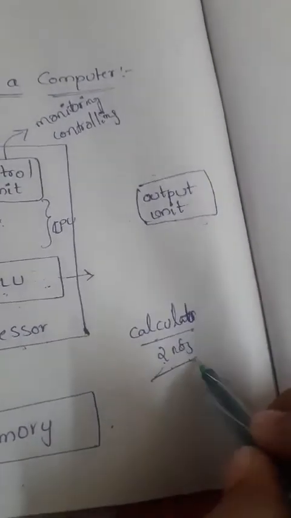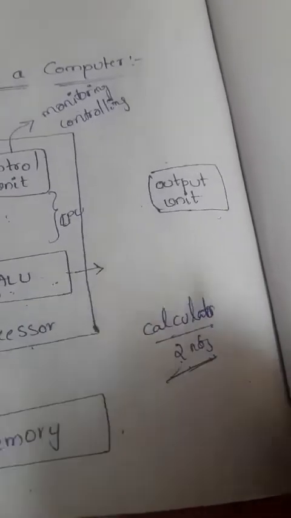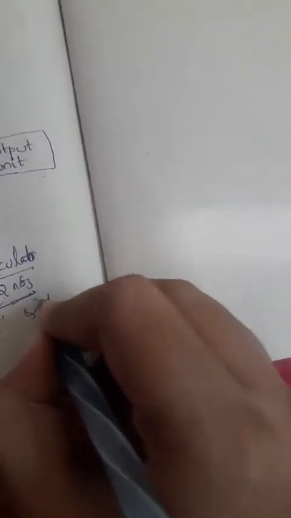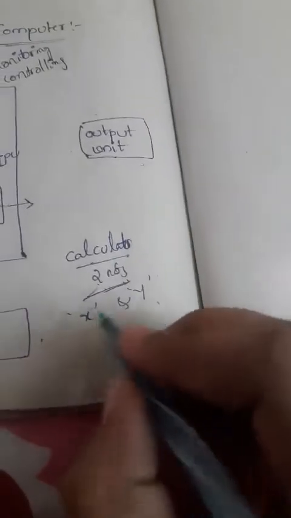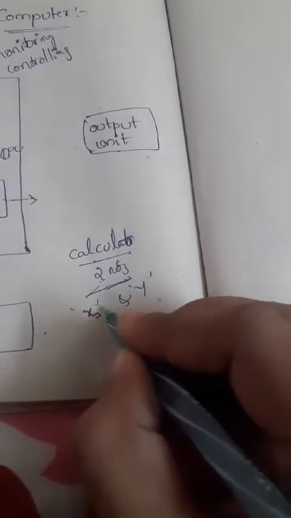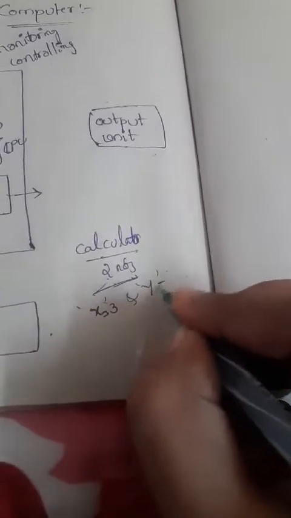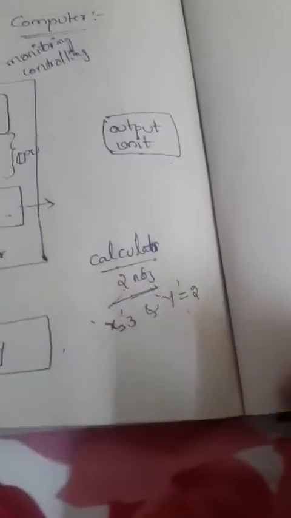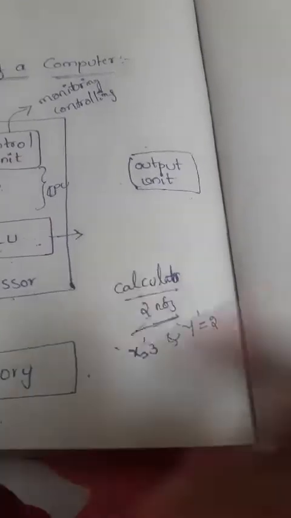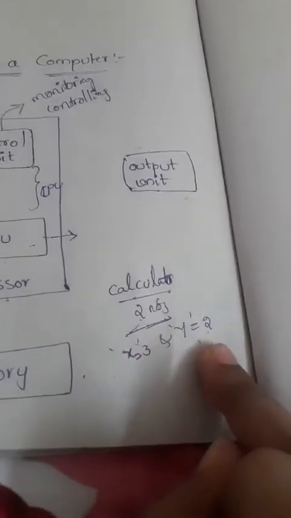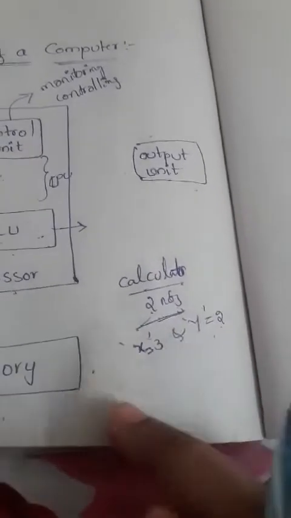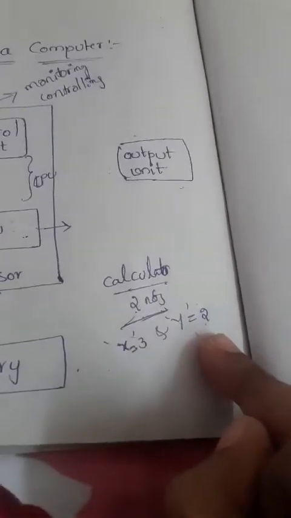Here I want to add the two numbers. What are the two numbers? I am going to take the two numbers as one is x and another one is y, okay? So here x is equal to 3 and y is equal to 2, okay? So in this example, what are the inputs? The inputs are x and y. What are the values of x and y? x is equal to 3 and y is equal to 2.